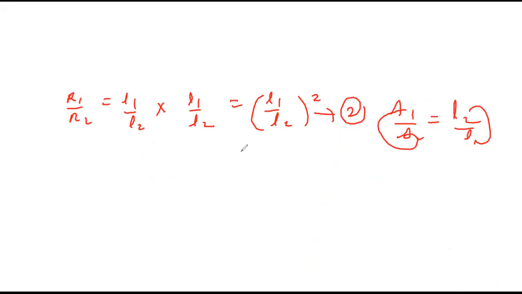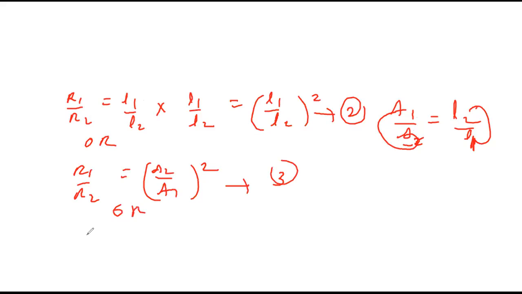So you have to remember, when length is given and by stretching becomes double, triple, half, then write R1 upon R2 is L1 upon L2 square. Or R1 upon R2 equals, in place of L1 upon L2, you can write A2 upon A1.